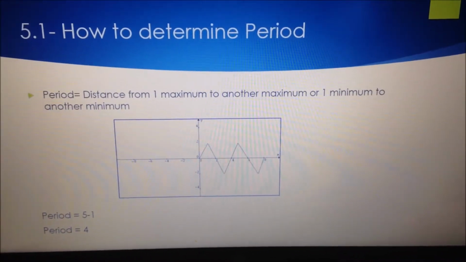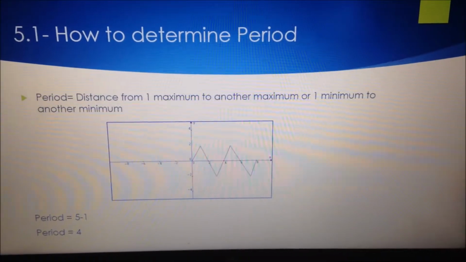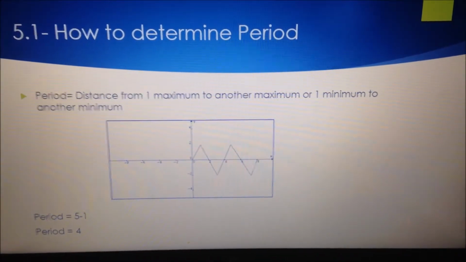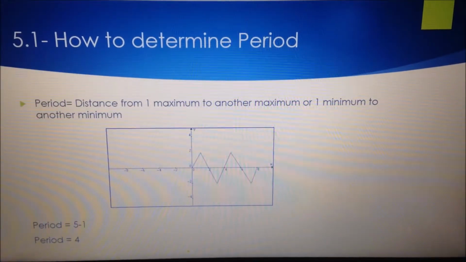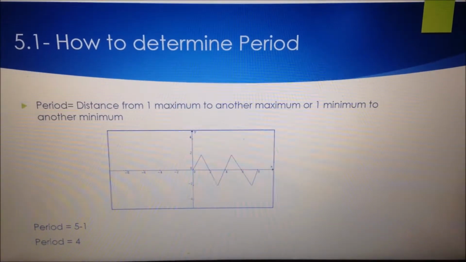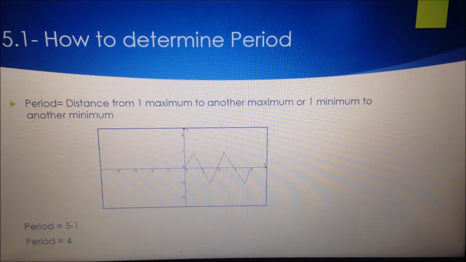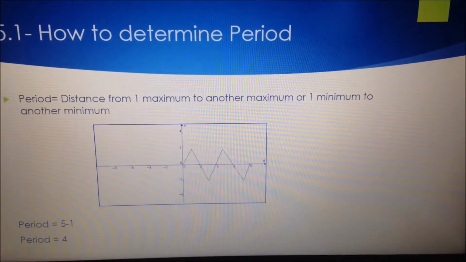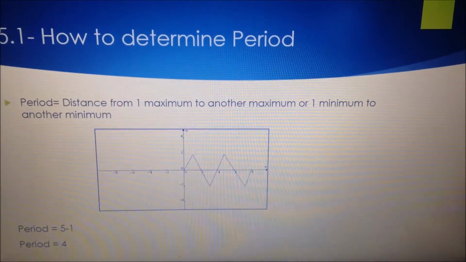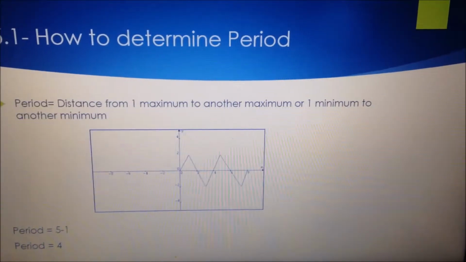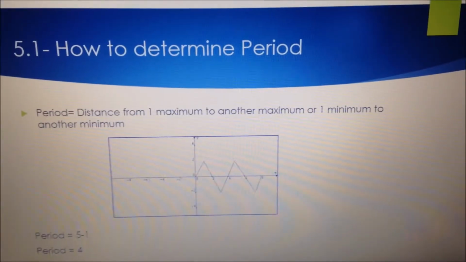So how do we determine the period? Well, the period is the distance from one maximum to another maximum, or one minimum to another minimum. So if we take the x values of two maximums, one is going to be 5 in this graph, and one of them is going to be 1, and you subtract them, you can actually find the period. So if you take 5 minus 1, you would get 4, and therefore we know that it takes 4 values to complete one entire cycle.